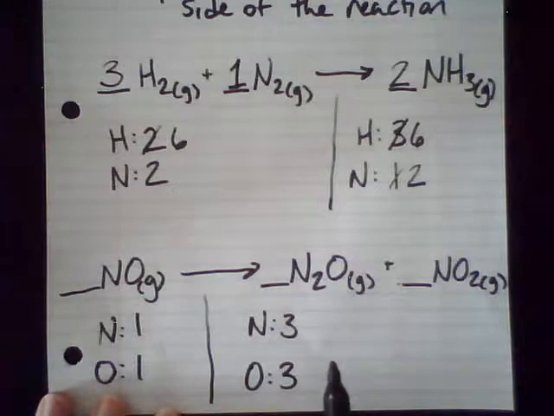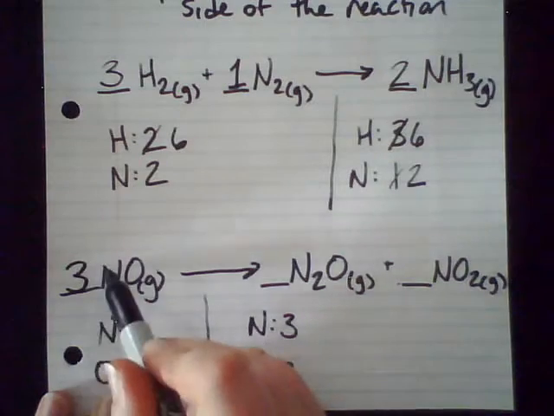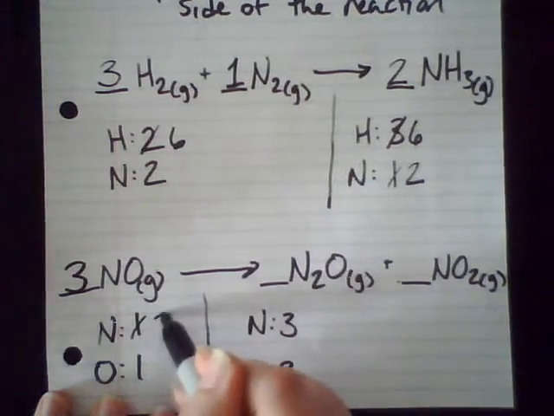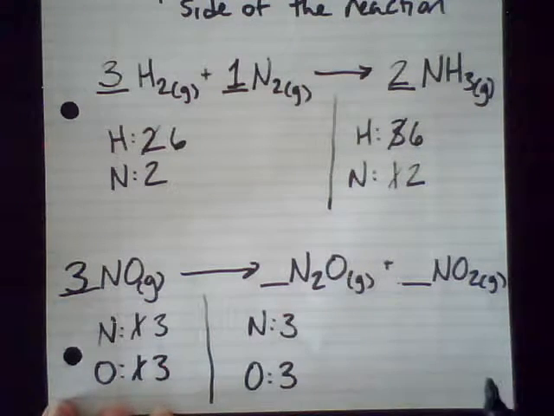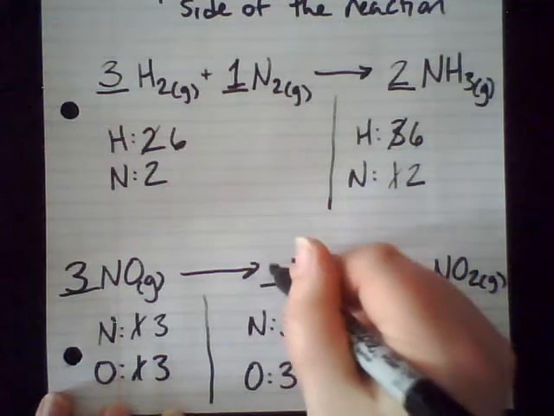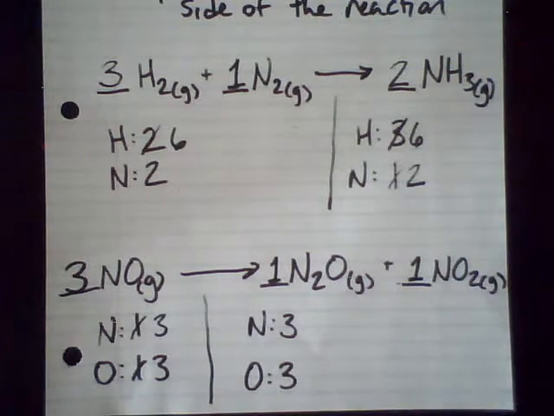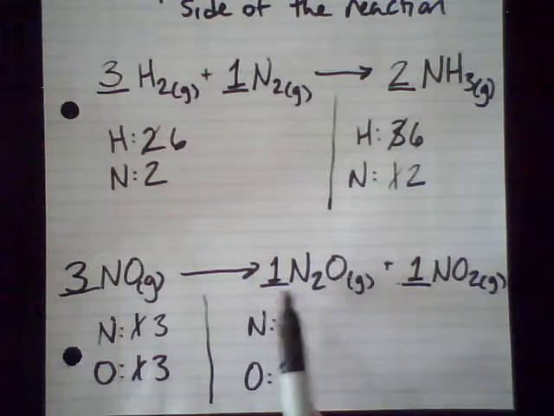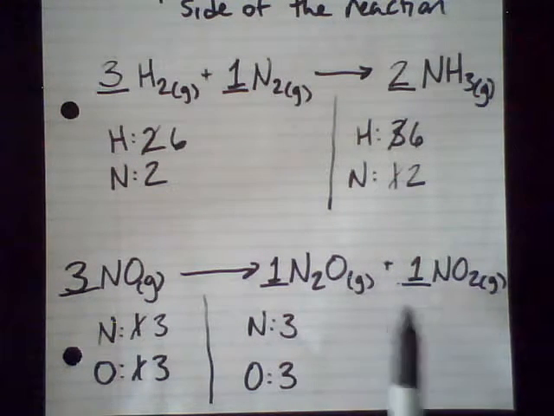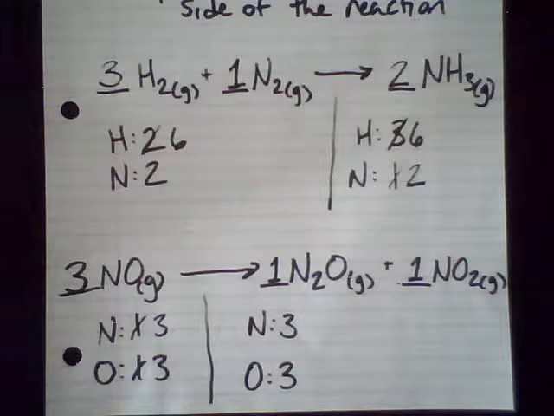So this is actually going to be pretty straightforward. If I multiply this whole thing by 3, that multiplies by both of them. So now I have 3 nitrogens, 3 oxygens, and I'm balanced, okay? And if I wanted to put them in, I could put that I have 1 of these guys and 1 of these guys. So 3 nitrogen monoxide will decompose to form 1 dinitrogen monoxide plus 1 nitrogen dioxide. Okay, that's what that reaction tells me.